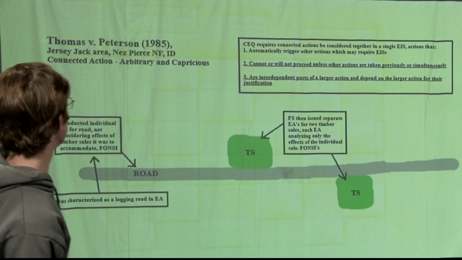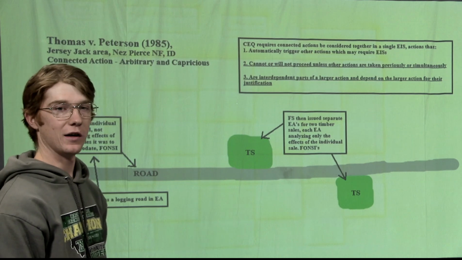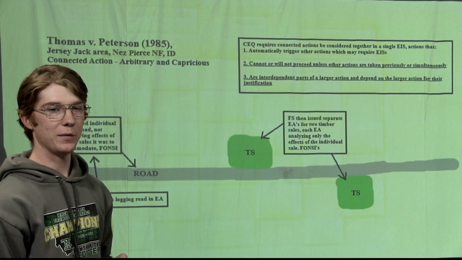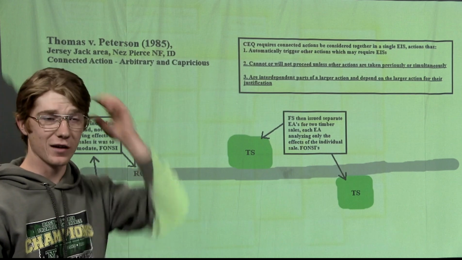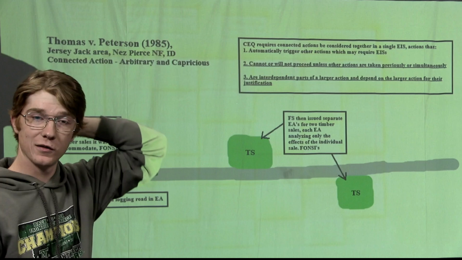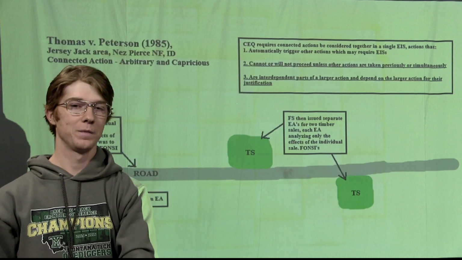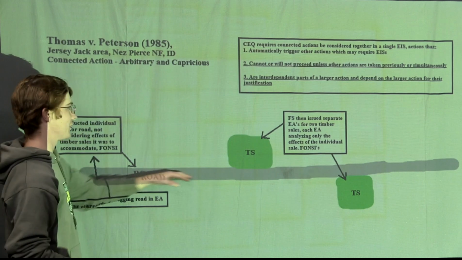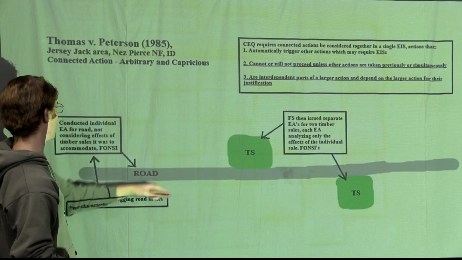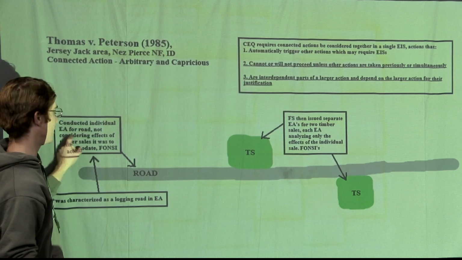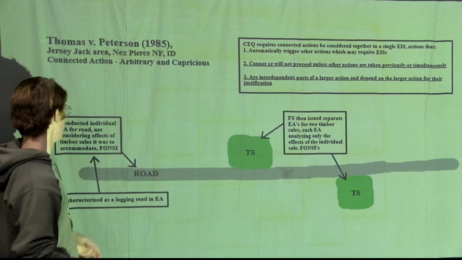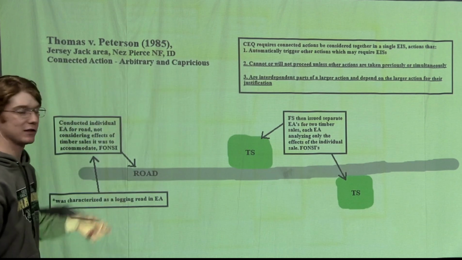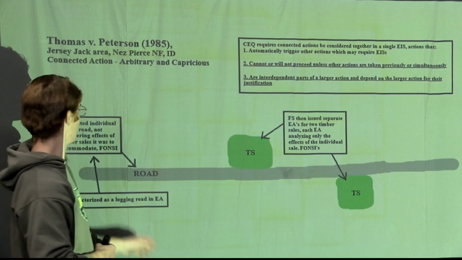In this case, it was the Thomas versus Peterson case in the Jersey Jack area of the Nez Perce National Forest in Idaho. I pulled this one from the book, but it's a textbook case of a connected action. The Forest Service announces that they're going to put in a road in the Jersey Jack area. They conduct an individual environmental assessment for the road, and following that, they found no significant impact and issued a FONSI.